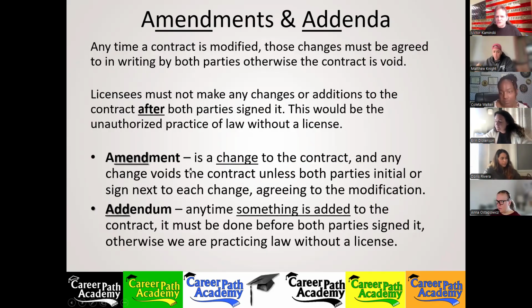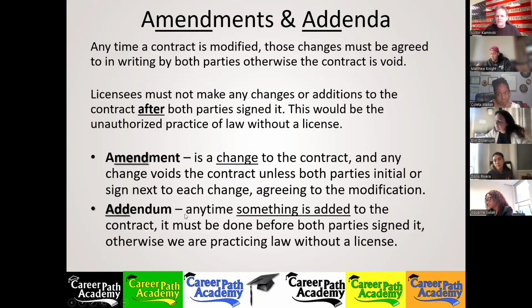So amendment is a change to a contract, and any change voids the contract unless both parties initial or sign next to each and every place where you made a modification. Because once you touch a contract with a pen, you just voided the contract until you get both parties' signatures that they agreed to that change. You can't just be making changes to contracts without the parties to the contract agreeing to it, right? Common sense? Yeah.